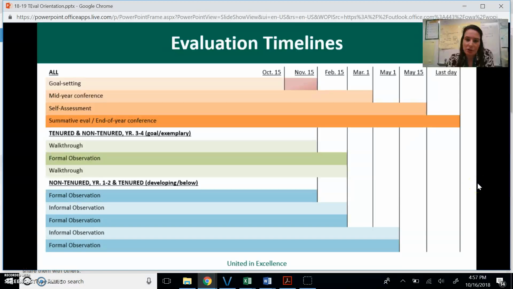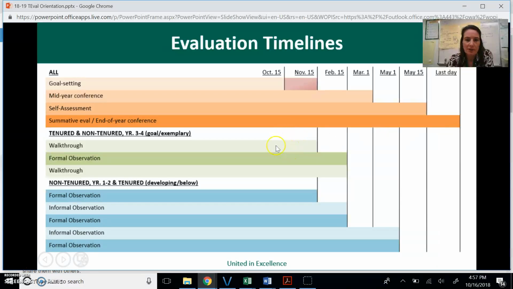Lastly, here's an illustration of the timeline. We have had our goal setting meetings, which has been great. Thank you all for making time for that. We're going to go ahead and finalize those once you submit any changes that you've had. We'll have the mid-year conferences in the February area. You guys will do a self-assessment toward the end of the year. And of course, our end of the year conferences happen typically in June.